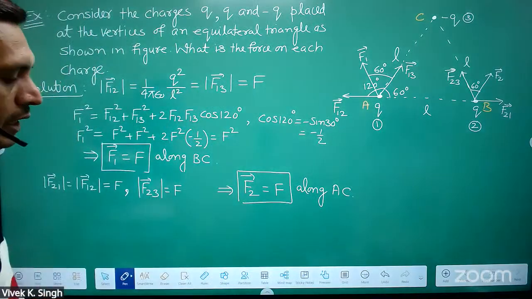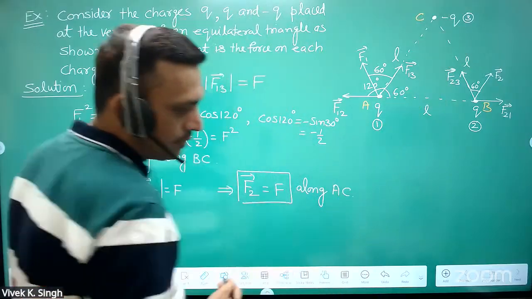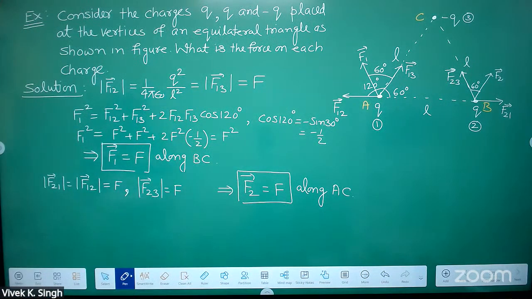Now in the same way, find the magnitude of force on the third charge. Try it. What is the magnitude of force on the third charge? Let's calculate.